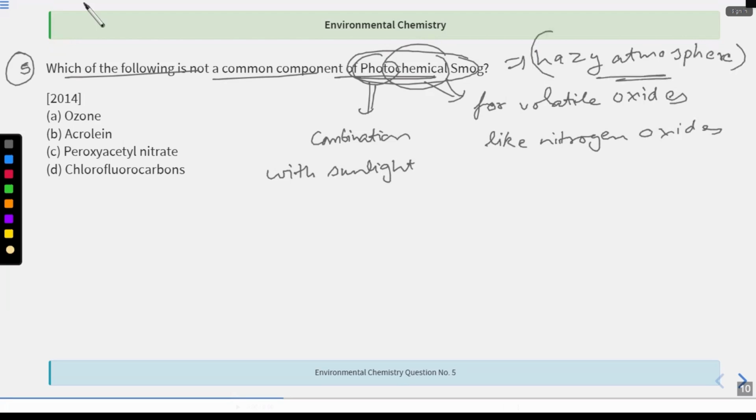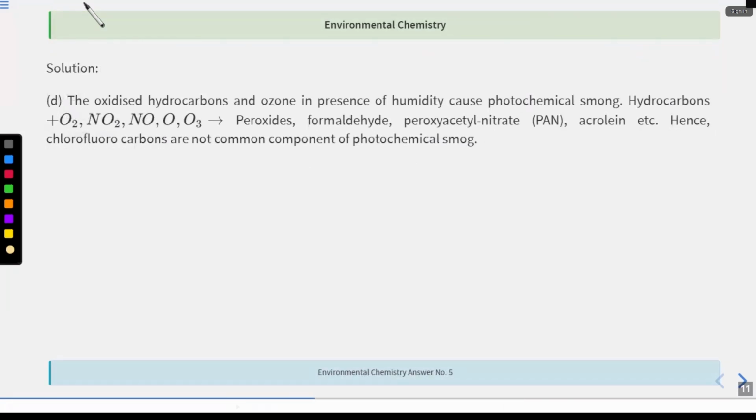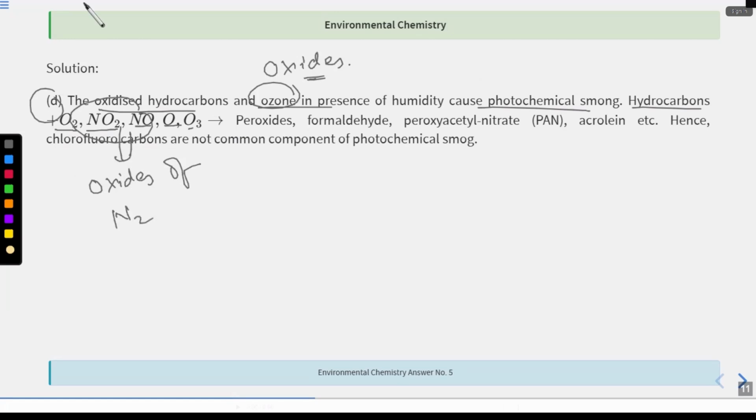Okay. So which of the following is not a common component of photochemical smoke? We are being asked which is not a common component of this photochemical smoke. Let's see. Option D says the oxidized hydrocarbons and ozone in the presence of humidity cause photochemical smoke, as I told you, because of the oxides. Hydrocarbons plus O2 and O3 and oxides of nitrogen form peroxides, formaldehyde, and peroxyacetyl nitrate, which we call PAN. PAN is again an important compound. Acrolein is also formed. Hence, chlorofluorocarbons are not common components of photochemical smoke.